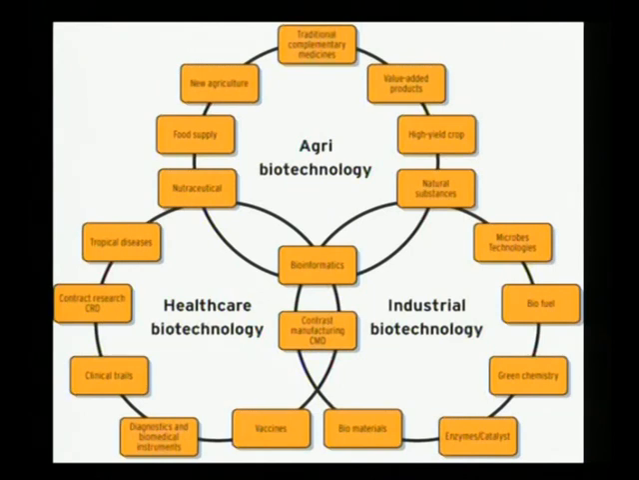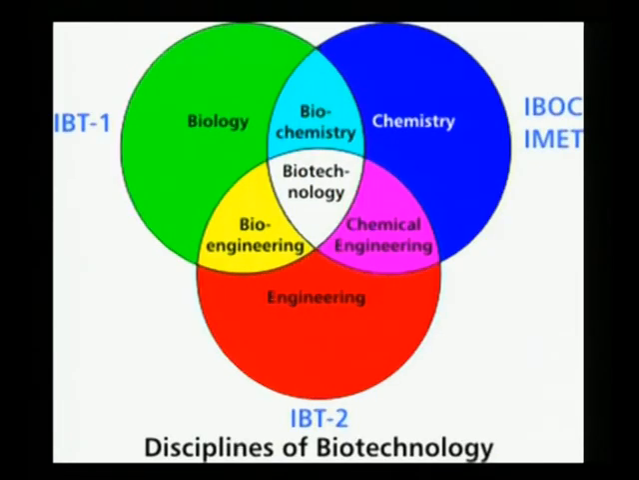Next, here you can also see the different circles. Each one is representing a different field of biotechnology: agricultural biotechnology, healthcare biotechnology, industrial biotechnology, whatever word you may use, but they are all integrated with one another.